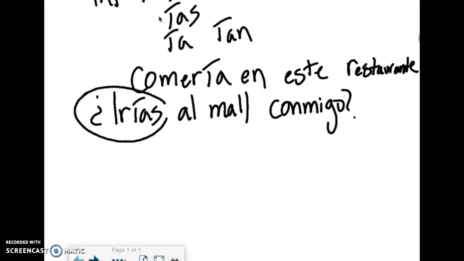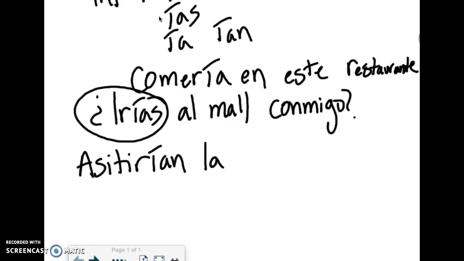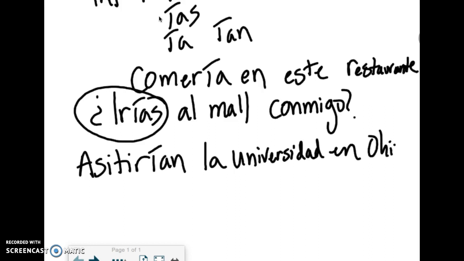So we've already used ir. What's the verb for to attend? Ironically, it's asistir. So would they attend? Asistirían a la universidad en Ohio. Excellent. Okay. Pretty simple, right? We kind of get the idea because we've been using this same formula for future.